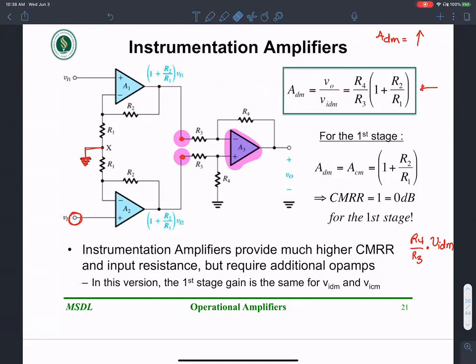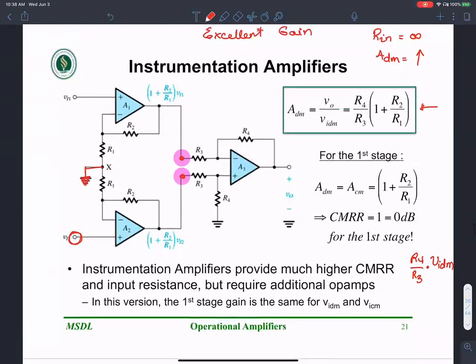Therefore, it's easy to see that there are two stages here. The gain of the first stage is multiplied by the differential mode gain of the second stage. So the first stage is a non-inverting amplifier, and the second stage is a difference amplifier. The gain of the difference amplifier is that, and the gain of the non-inverting amplifier is this. Two stages cascaded, so the overall gain is the product of these two. And as you can see, the common mode gain is 1 plus R2 over R1.